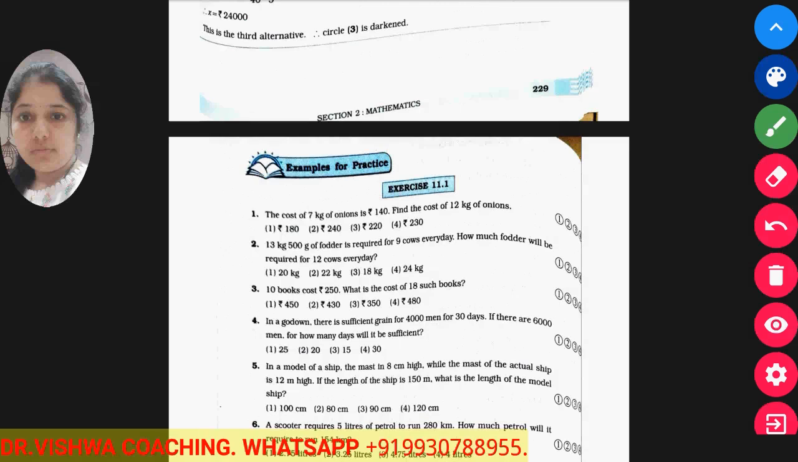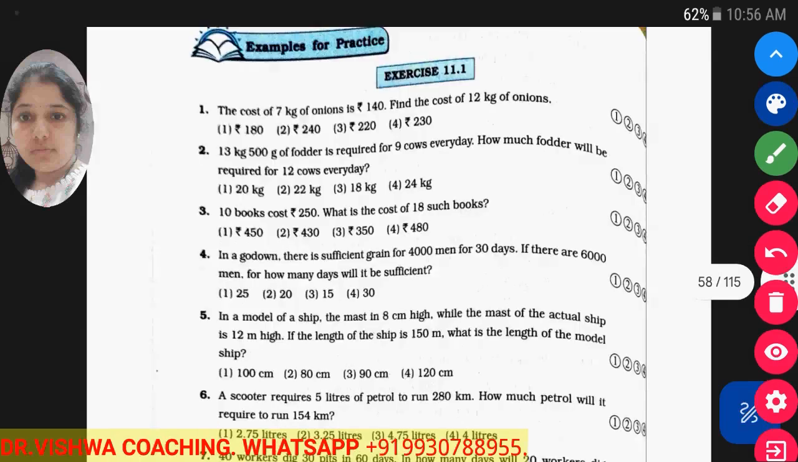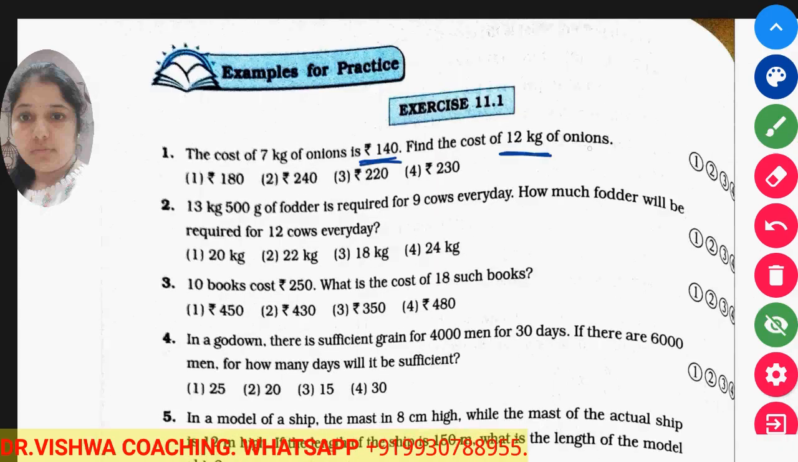Now see, the cost of 7 kg onion is given to you, which is 140 rupees, and the cost of 12 kg onions is asked. So when 7 kg onion costs 140 rupees, how much do 12 kg onions cost? Price and weight are directly proportional to each other. When weight increases, price also increases. So here also there is a direct proportion between the two.